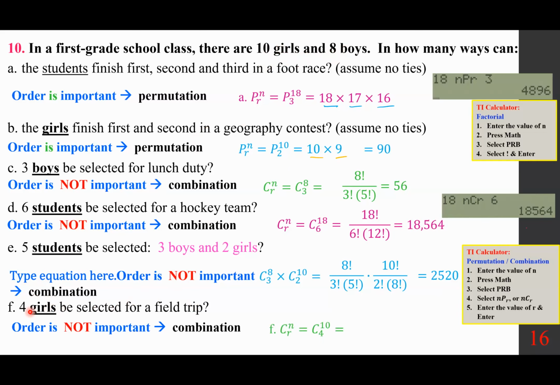nCr, C(10,4), which makes it 10 factorial over 4 factorial times 6 factorial. And that makes it 210. So I hope everybody is clear on that. It's pretty straightforward, everybody.